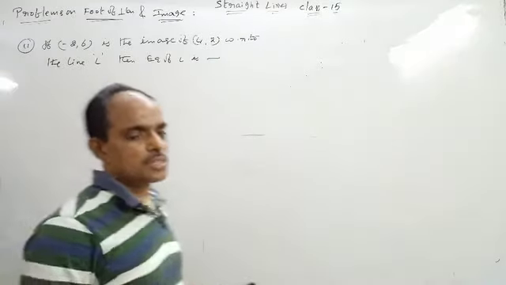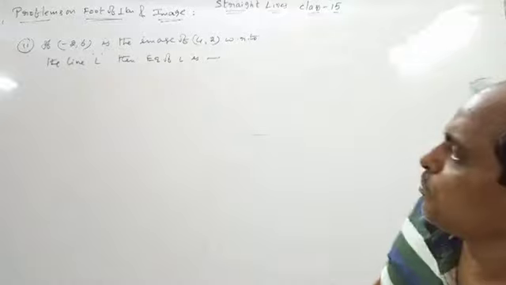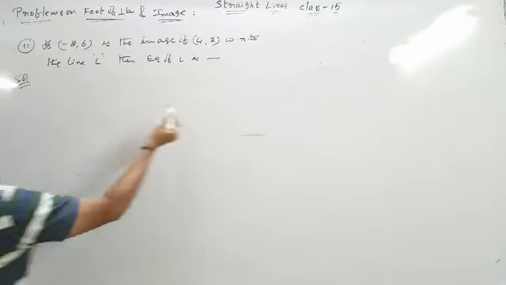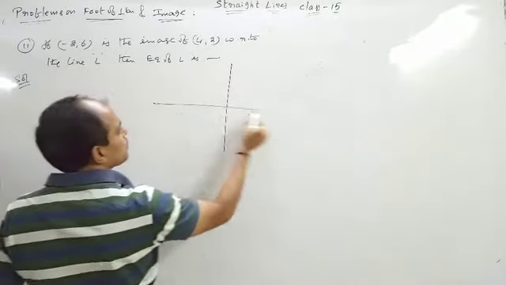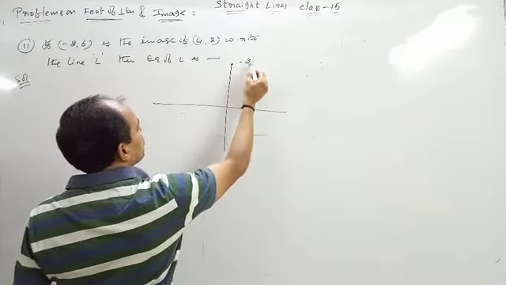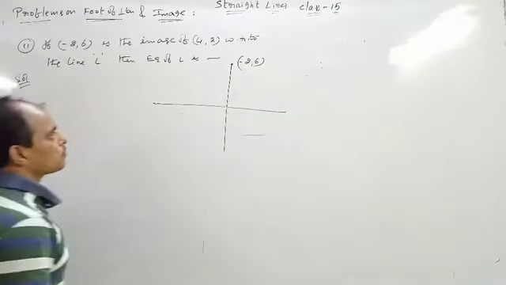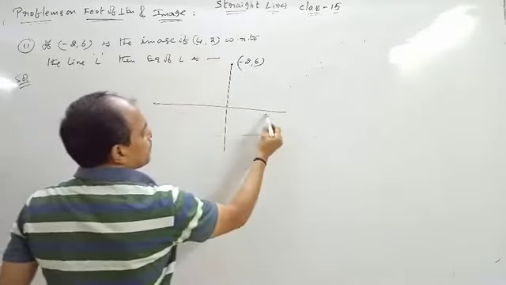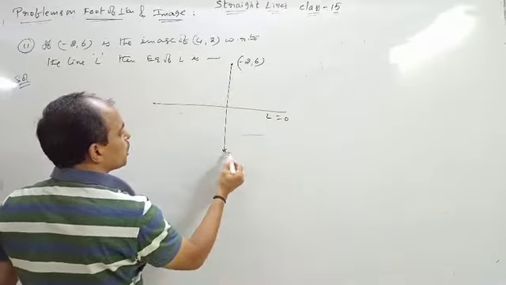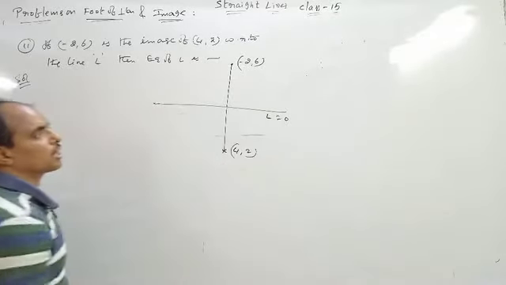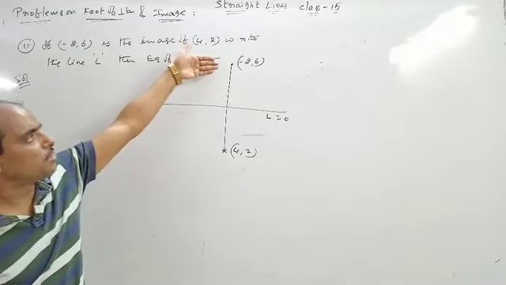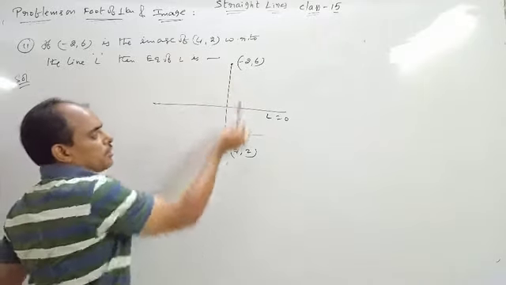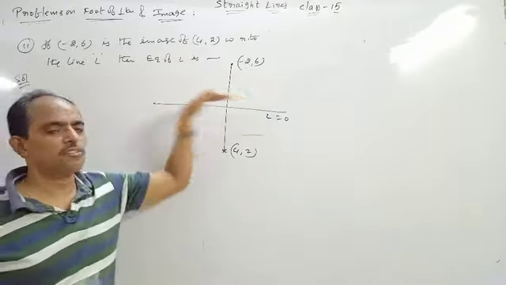Minus 2 comma 6 is the image of one point, 4 comma 2. What about the solution? Here is a point, minus 2 comma 6. The image of minus 2 comma 6 with respect to this line is 4 comma 2. The image of this point with respect to this line is 4 comma 2. And given the point and its image, we have to find this equation.